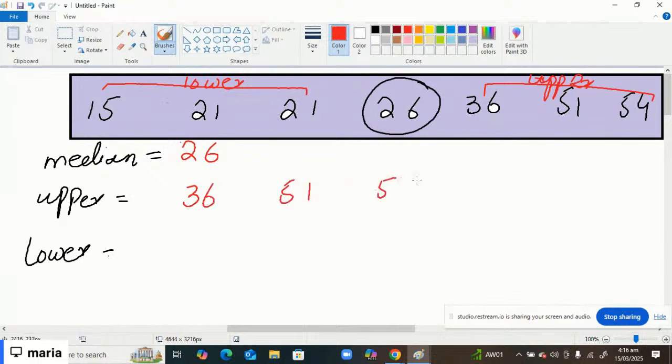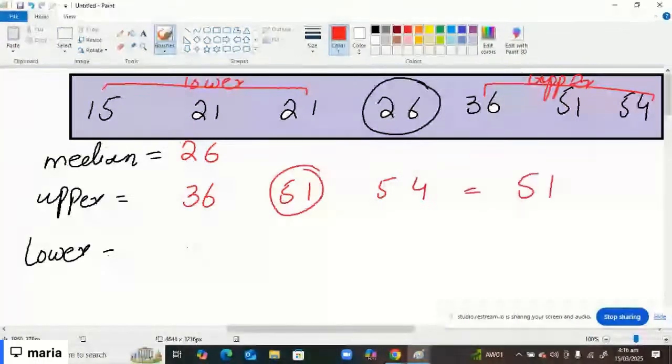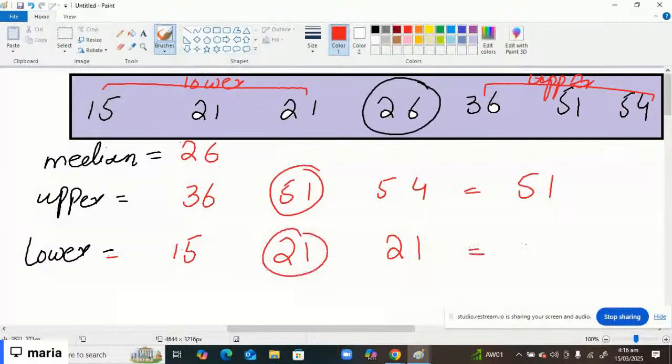Now tell me, what is the middle? The middle is 51. So this is your upper quartile. Now let's write down the lower one. This is 15, 21, 21. What is the middle of this? That is 21. So this is the lower quartile.